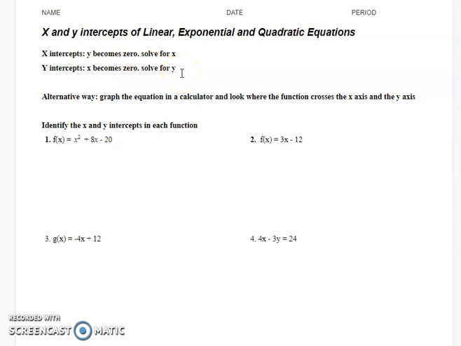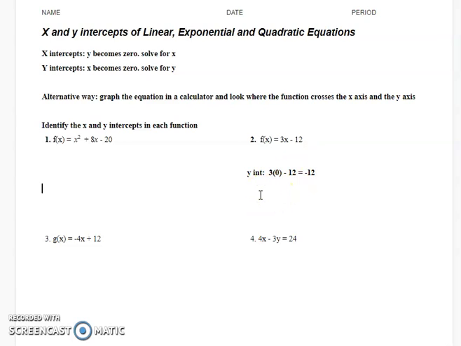All right, I'll do number 2 first. Number 2 is a linear equation, so let's do the y-intercept first. The y-intercept is the easiest one. You make x 0, so for number 2 you just make 3 times 0 minus 12, and that is negative 12. It's also in the form of y equals mx plus b, and you get that.